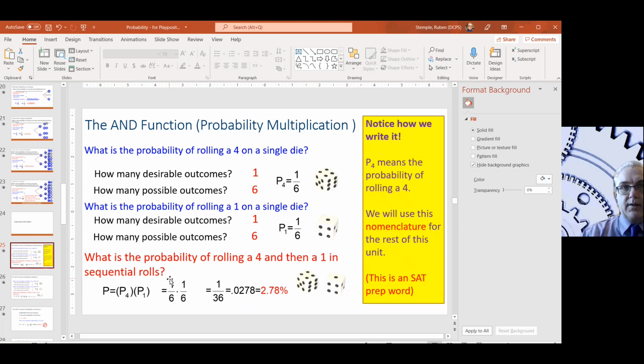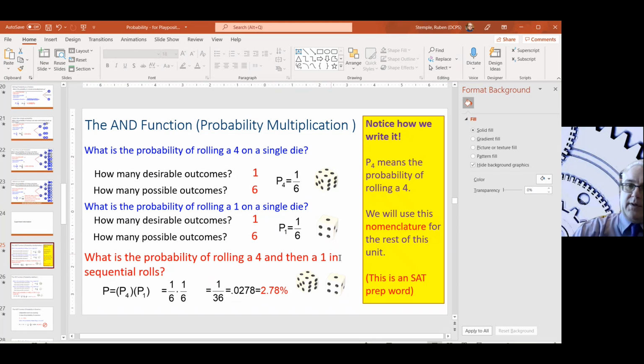Now the probability that you do them both sequentially is where the AND function comes in, right? So if I have to roll the 4 and then I have to roll the 1, you multiply those 2 numbers together. You multiply fractions by multiplying the top and then by multiplying the bottom. So that's 1 over 6 times 6, which is 36, 1 over 36. Work that out to decimals and then the percentages. 2.78 percent of the time, you can roll the 4 and then roll the 1.